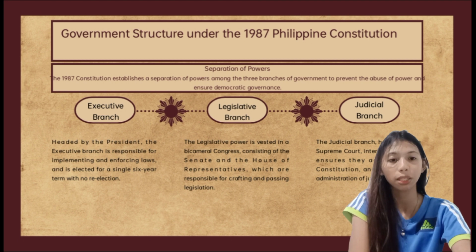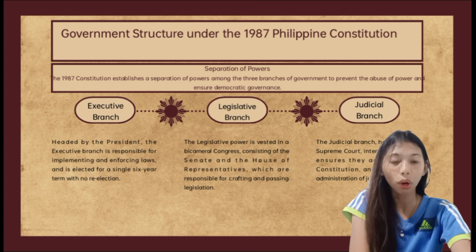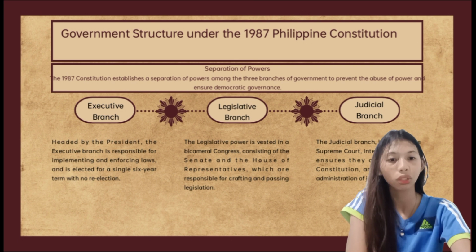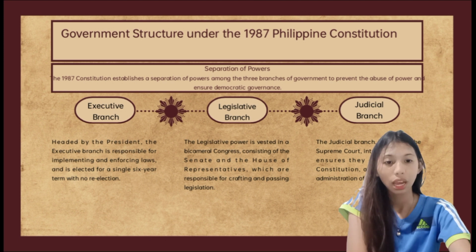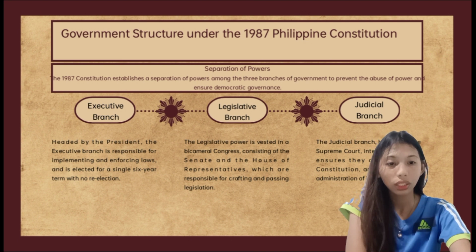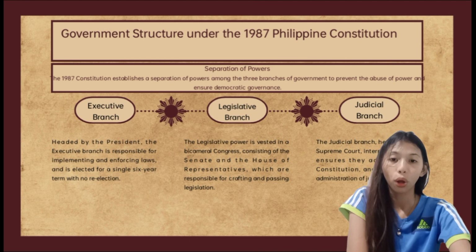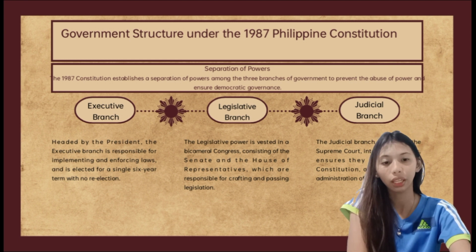The legislative branch is responsible for making laws. It is bicameral, consisting of two houses, the Senate and the House of Representatives. Members of both houses are elected by the people. The Senate represents the nation as a whole, while the House of Representatives represents specific districts. The legislative branch debates and votes on proposed laws, the budget, and other matters of national importance.